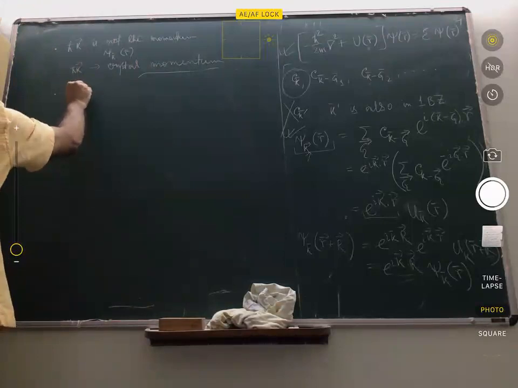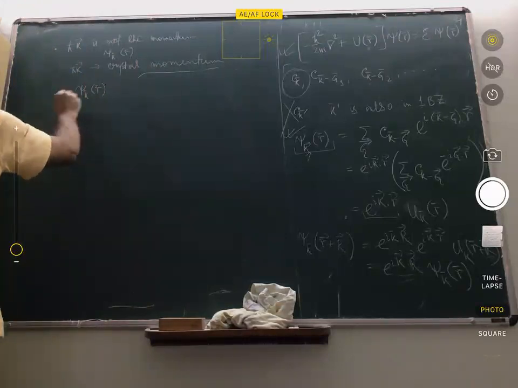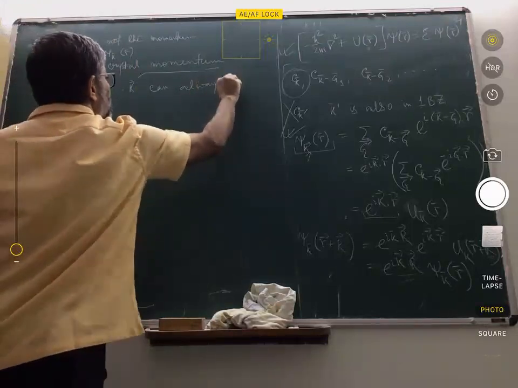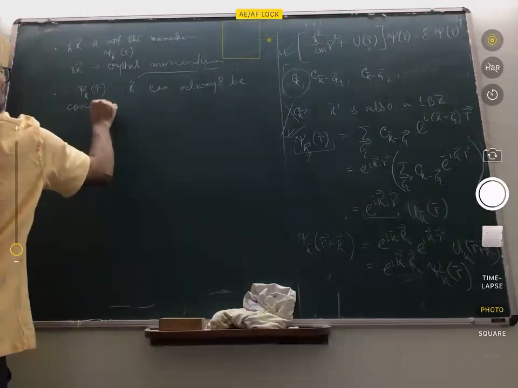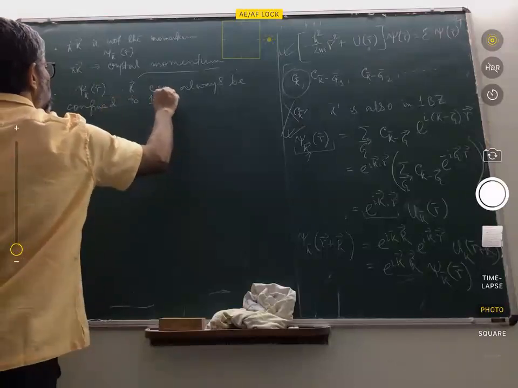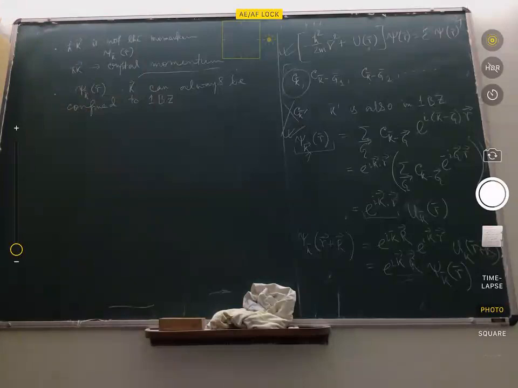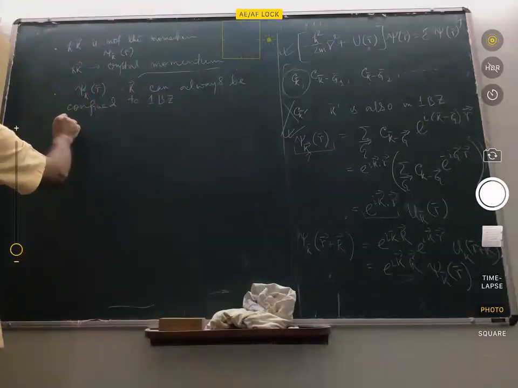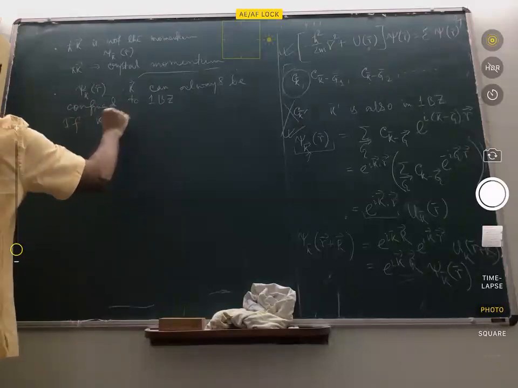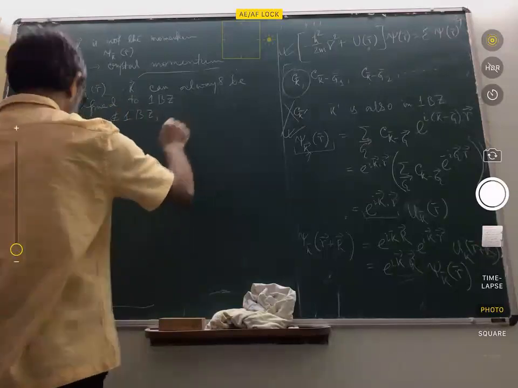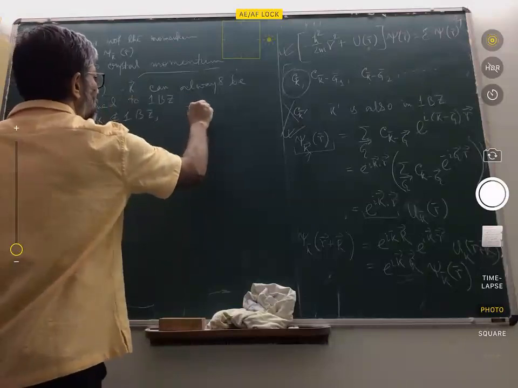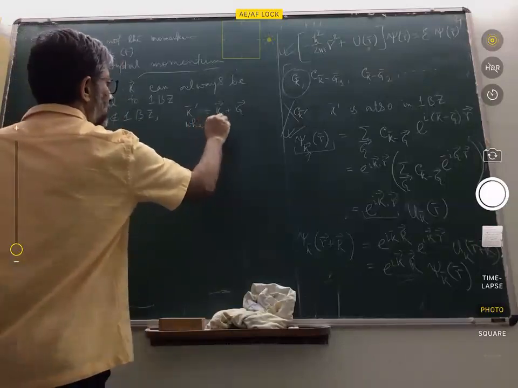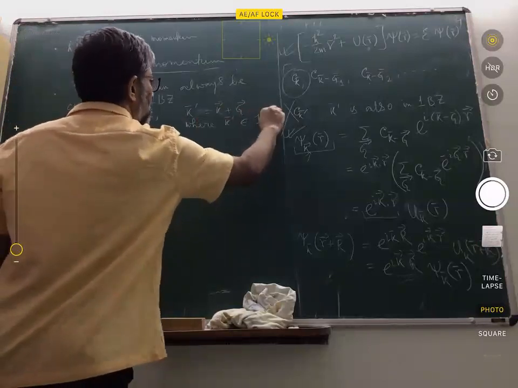Now this K is in the first Brillouin zone. Why is that? Look at this form. Suppose K is not in the first Brillouin zone. I can write some K prime like this, where K prime is in the first Brillouin zone.